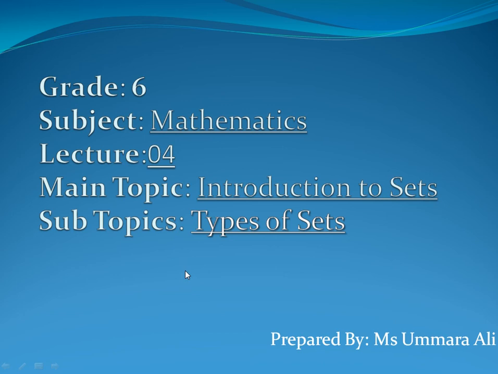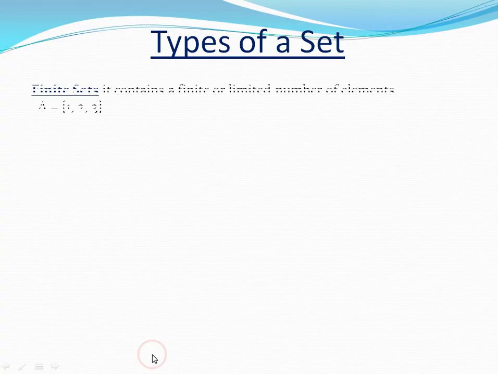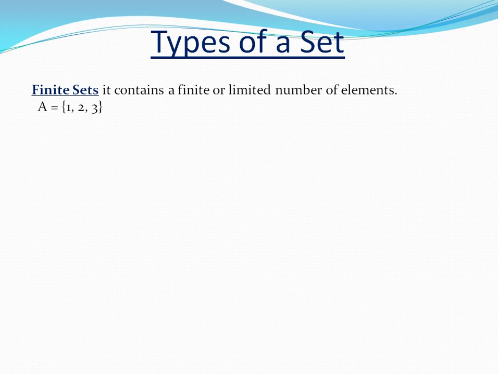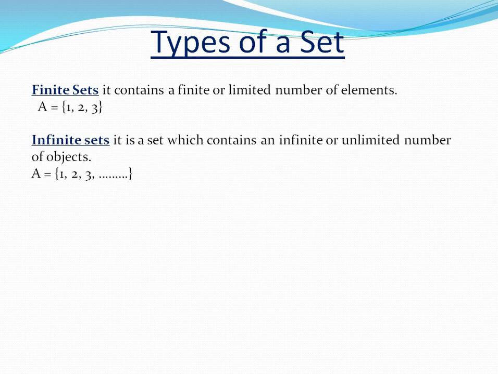Our main topic is introduction to the set, while the subtopic is types of set. Types of set: we have the finite set. It contains a finite or limited number of elements. A is equal to {1, 2, 3}. There is some n, so it is a finite set. We can count it, okay?